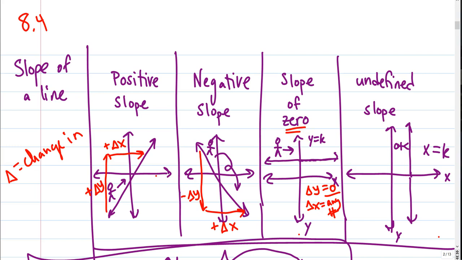The last one we call an undefined slope. That should sort of make sense. If I'm walking up a flat wall, then we want to call an exorcist. That's undefined. It doesn't work that way. We don't walk up vertical lines.